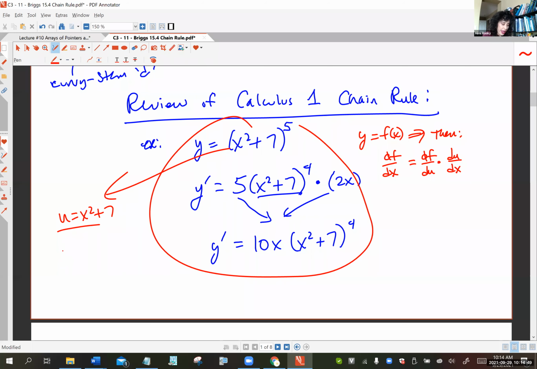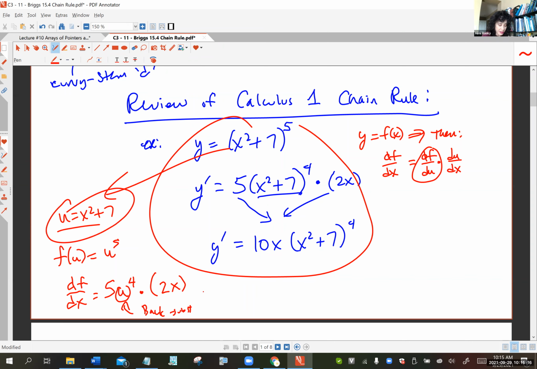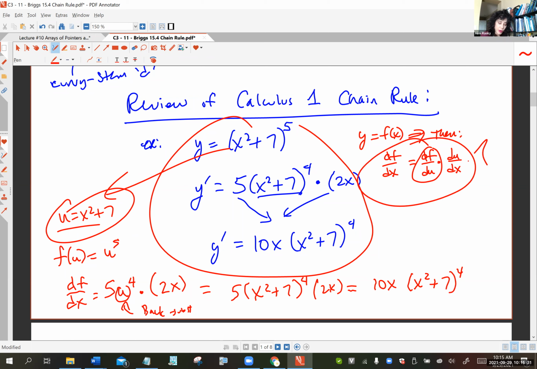Okay, and so f of u was u to the 5th power if we treated the x squared plus 7 as u. And so then when we did df dx, we first did df du, which is 5u to the 4th, times du dx, which was the 2x, and then we back substitute for u to finish it off. What did we call u in the first place? Well, for this little problem, we called it x squared plus 7. So then you would substitute the x squared plus 7 in there, and then you would finish it off and make it look pretty by multiplying the 5 and the 2x together, and you'd be done. So this right here is the key.